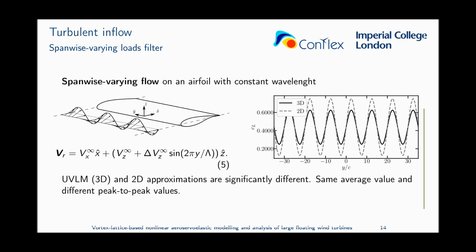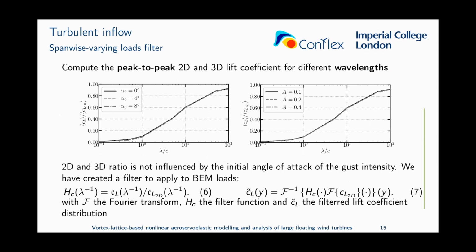So what we did next is study this effect at different wavelengths of the input. In these figures, you can see the relation between the peak-to-peak lift coefficient. We plotted the ratio between the 3D approximation and the 2D approximation. On the left-hand side, you can see that this relationship doesn't change with the initial angle of attack of the airfoil. And on the right-hand side, you can see that it doesn't change either with the amplitude of the sine signal that we have at the beginning.